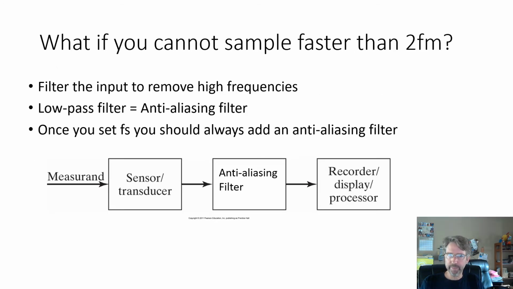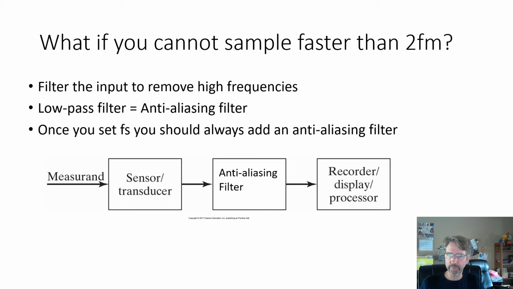If you can't sample fast enough because your data acquisition system simply isn't fast enough for the signals you're interested in, you have an option, which is to add a filter to your system that filters out high frequency signals. So a low pass filter filters out high frequency signals. It lets any low frequency signal pass, high frequency gets filtered out. So these are usually called anti-aliasing filters when they're used for the sampling theorem.